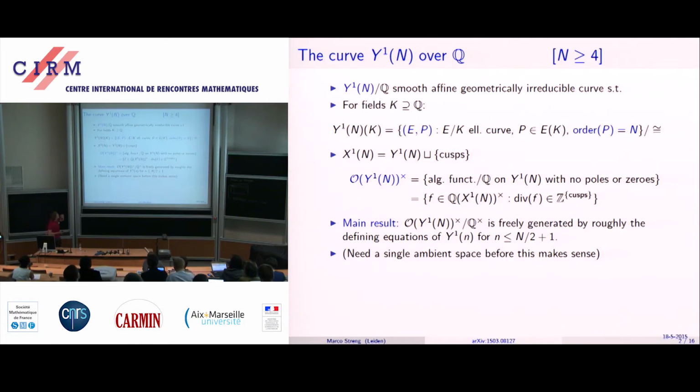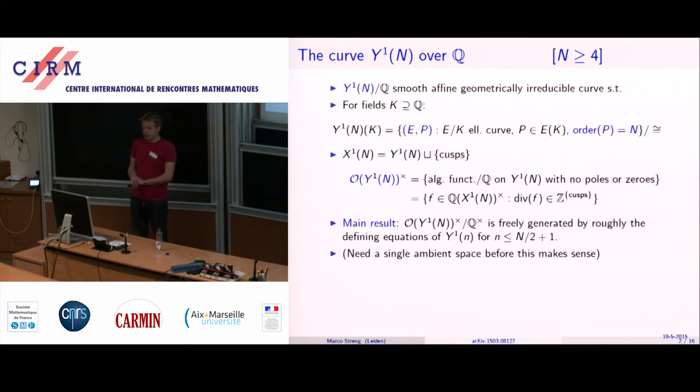Okay, so let's first say what I mean. For gamma 1 of n, this is about the modular curve Y1(n), and this is a smooth affine curve. Its most important property is that it parametrizes curves with n-torsion points, points of order n. So for any field k of characteristic 0, the k-rational points on this curve correspond to pairs (E, P), where E is an elliptic curve over k and P is a point of order exactly n on that curve, up to isomorphism.